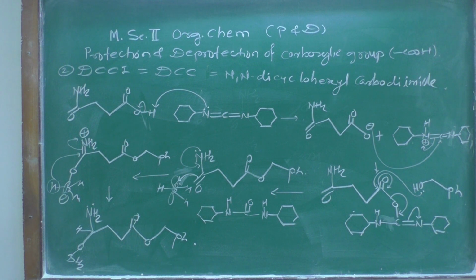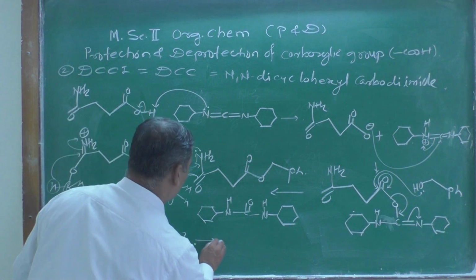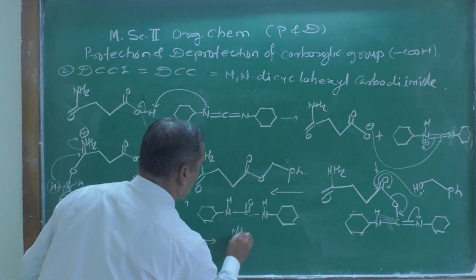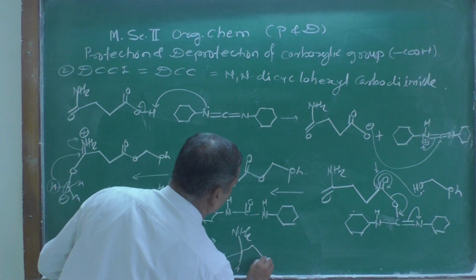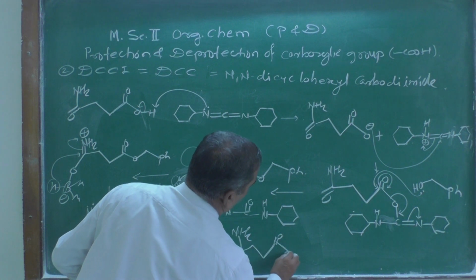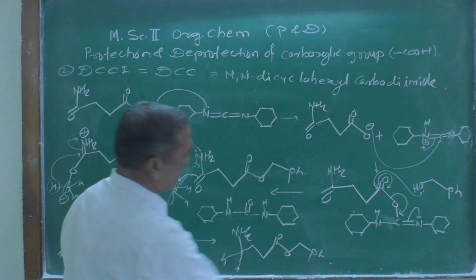Now what is going to happen, another hydride, one H transferred from here to here, this gets cleaved, and we are going to get here this NH2, then CH2 double bond O, then the benzyl group, right?